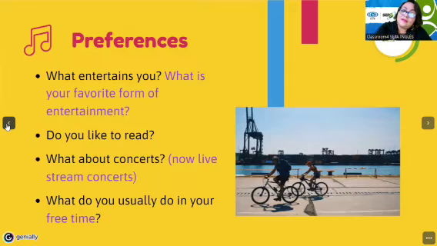And then I like going to the farm. I don't know. What about you? Tell me about you. I don't want to speak about me. Just about you. What do you usually do in your free time? Okay.